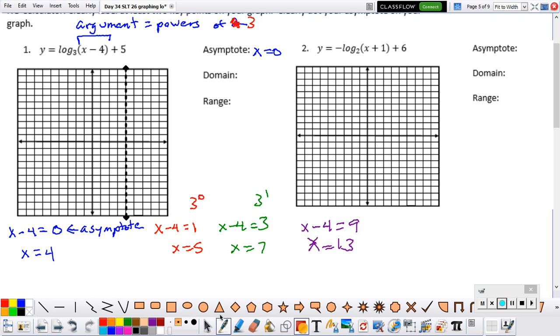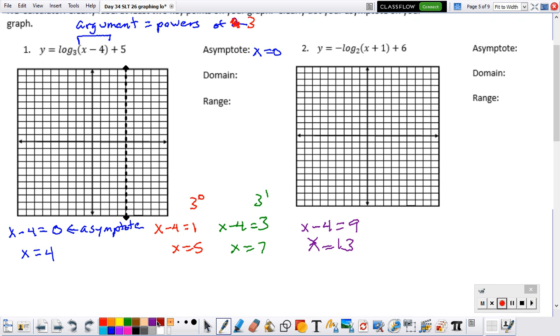Okay. All right, now I'm going to make a table of values. And the 3 numbers I'm going to put in for x are going to be 5, 7, and 13. So what I'm going to do now is go back to my x equals 5: log base 3 of 5 minus 4, plus 5. So 5 minus 4 is 1. Log base 3 of 1. Well, 3 raised to what power gives us 1? That's 0. 0 plus 5 gives us 5. So the first point I'm going to graph is going to be 5, 5.